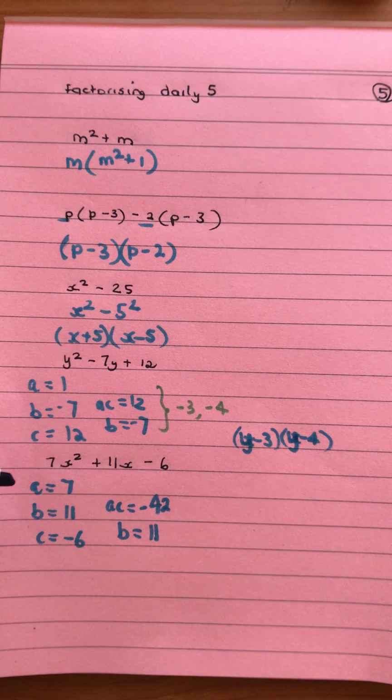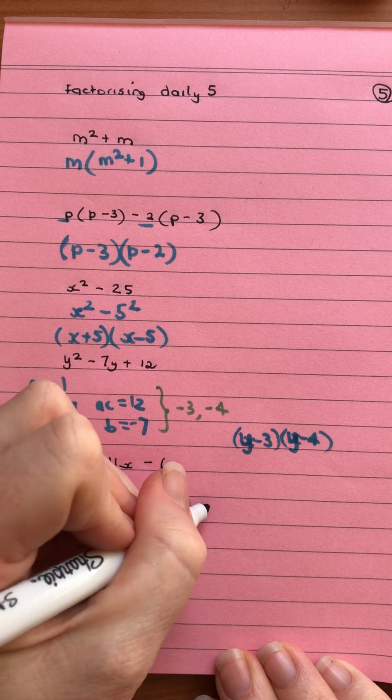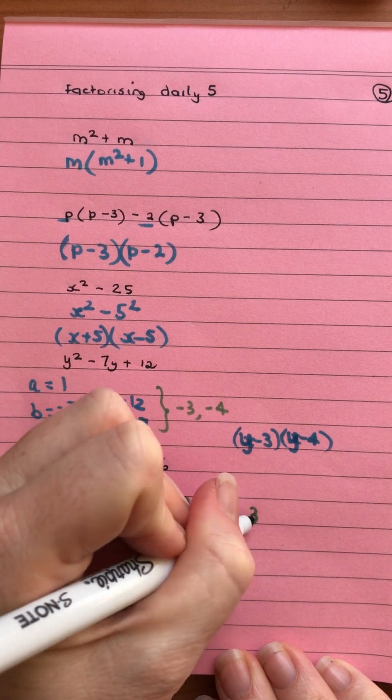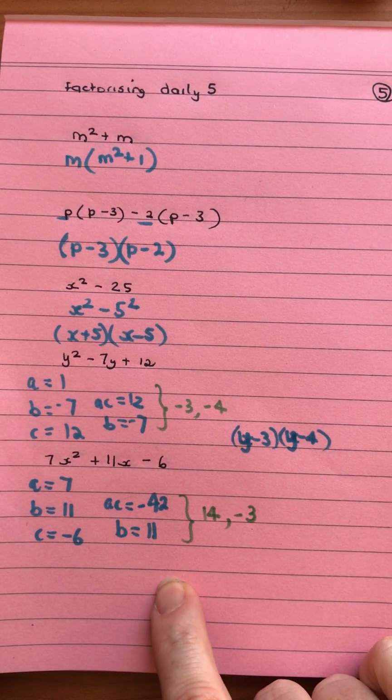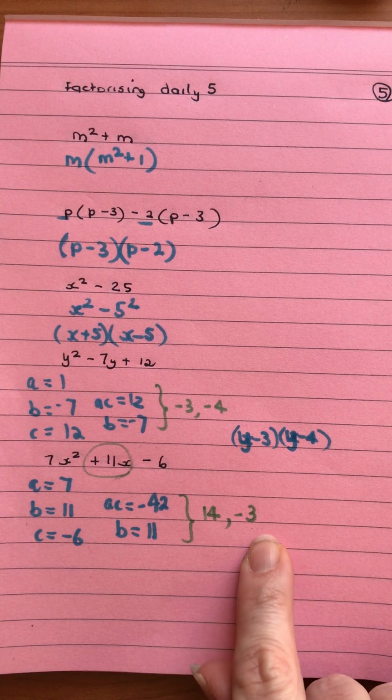So thinking about what goes into 42, so we've got 6 and 7. Obviously that's not going to work. Then we've got our 14 times 3 would give us 42. So if we do a positive 14 but a negative 3, that will add to give 11. So instead of our 11x here, we're going to write 14x take 3x.